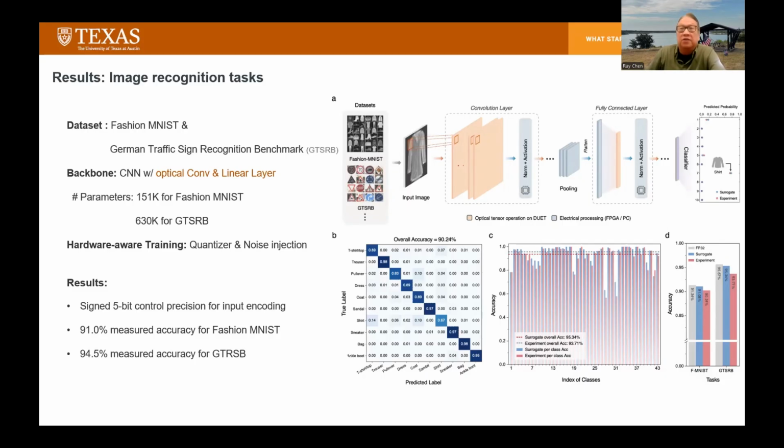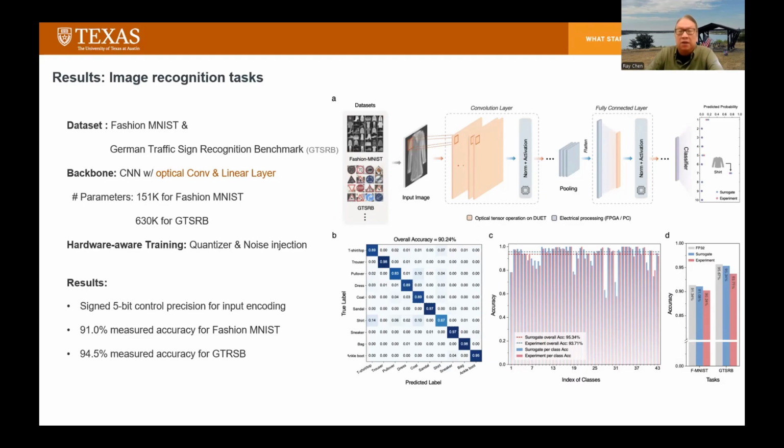The German traffic dataset has 43 categories, and the model is a lightweight convolutional neural network where the core convolution and the linear layers are implemented with our chip. Everything else, like normalization, activation, and pooling, stays in the standard digital pipeline. The network size for MNIST is about 151 kilo parameters, and for the German traffic sign dataset it is 630 kilo parameters.